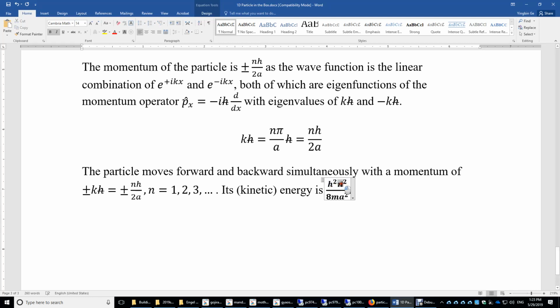And then this n can be any integer, 1, 2, 3, 4. This way you can easily compute the ground state energy of the electron and the first, second, third excited states of that electron as well.